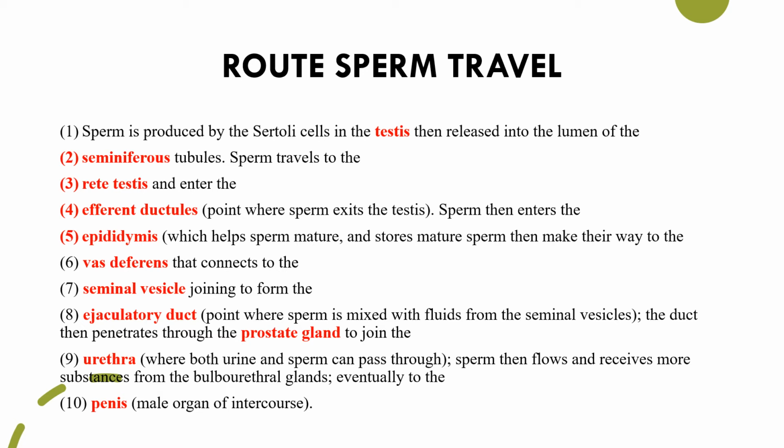Because if urine mixes with your sperm, definitely the sperm will die because of the acidity found in your urine. Then the sperm flows and receives more substances from the bulbourethral glands and eventually reaches the penis, or the male organ of intercourse. So that's how the sperm travels from the testis going out of the penis.